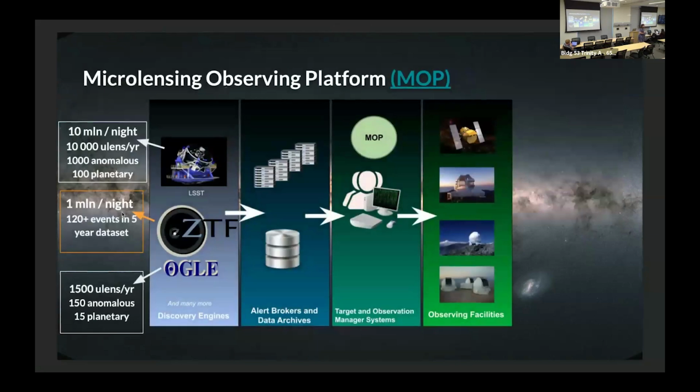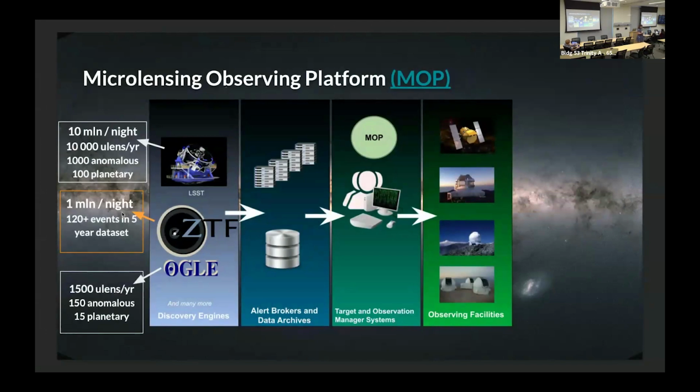In order to facilitate our research, or even actually do it, we need something which is called a target and observation manager. In our case, it's called the Microlensing Observing Platform, or MOP, and it is an intermediate step between the surveys and alert brokers and the facilities we use for follow-up observations.